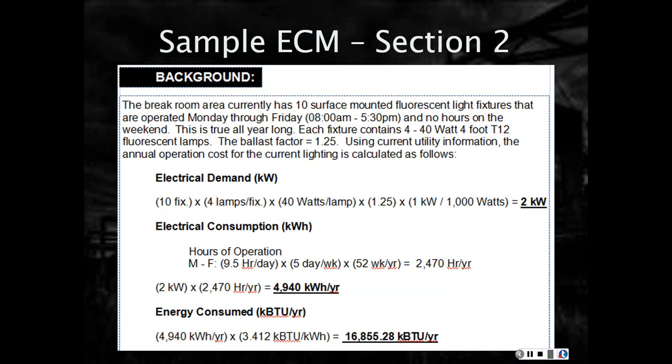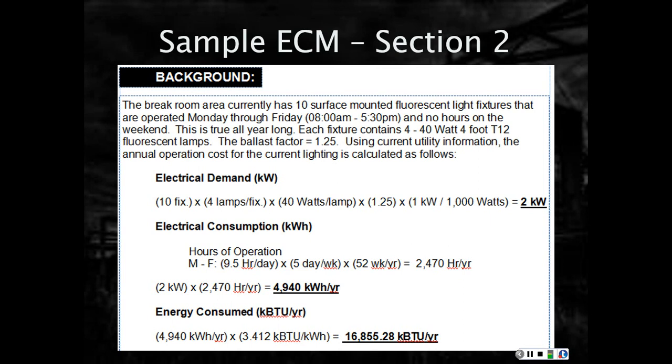So here's an example, going along with that ECM that we just talked about. The break room area currently has 10 surface-mounted fluorescent light fixtures that are operated Monday through Friday, 8 to 5:30, no hours on the weekends. This is true all year long, so this happens every week. Each fixture contains 4 40-watt, 4-foot T12 fluorescent lamps. These are an old-style T12 fixture with an old electromagnetic ballast that has a ballast factor of 1.25. In other words, the ballast adds another 25% onto the wattage that the lamps have.